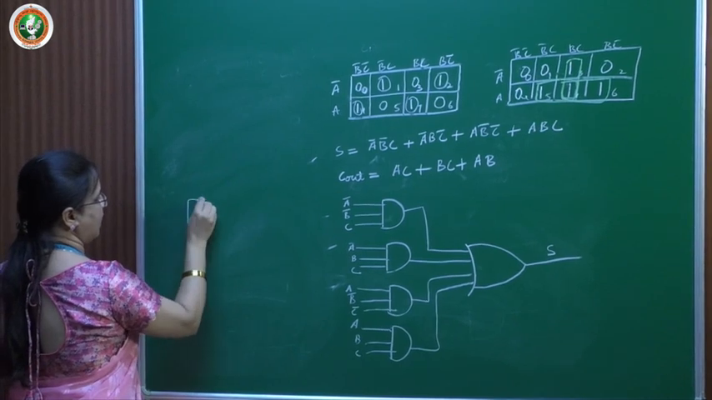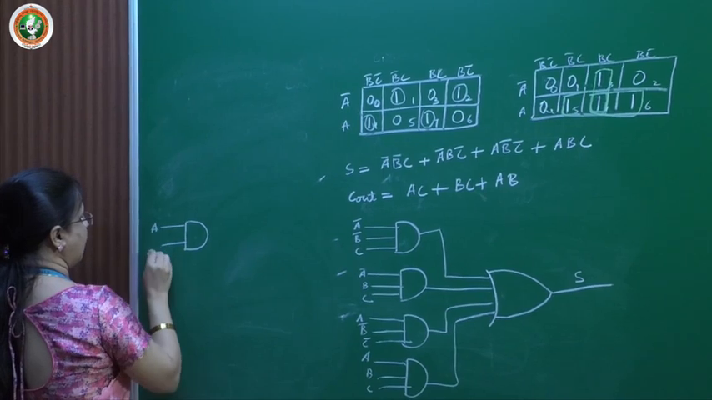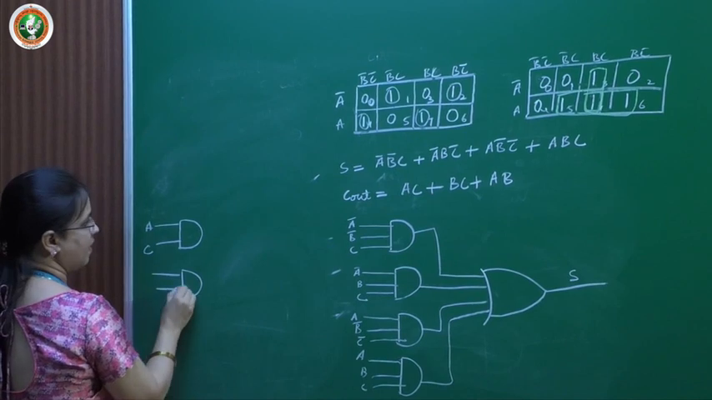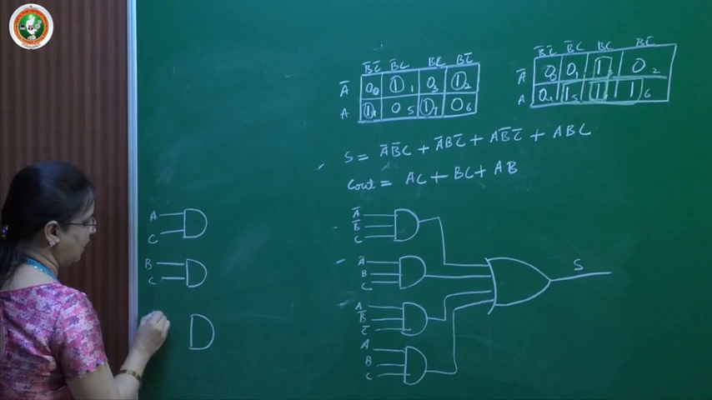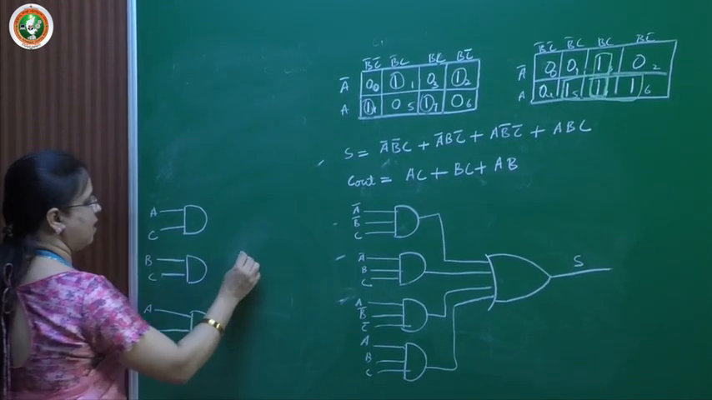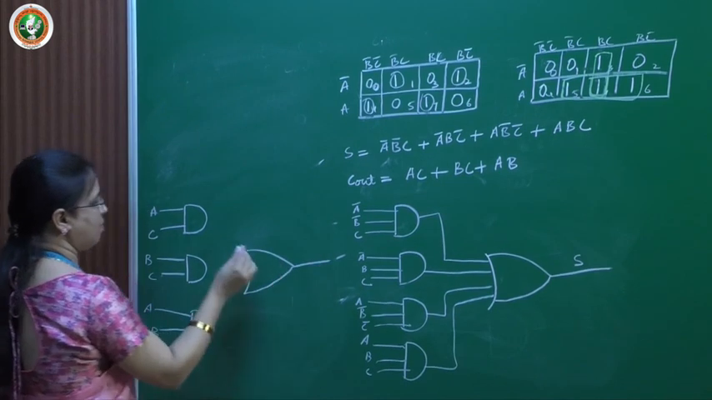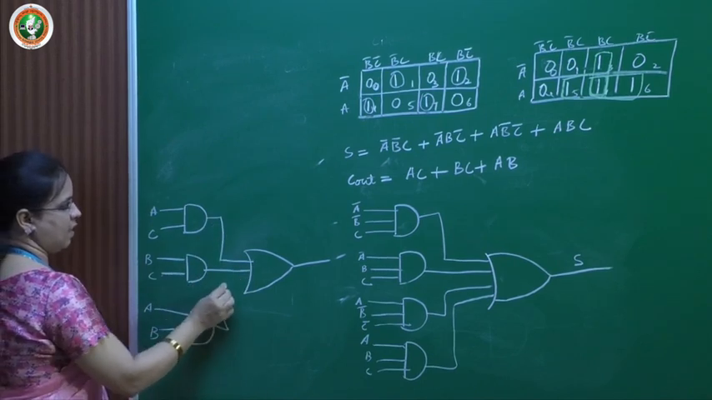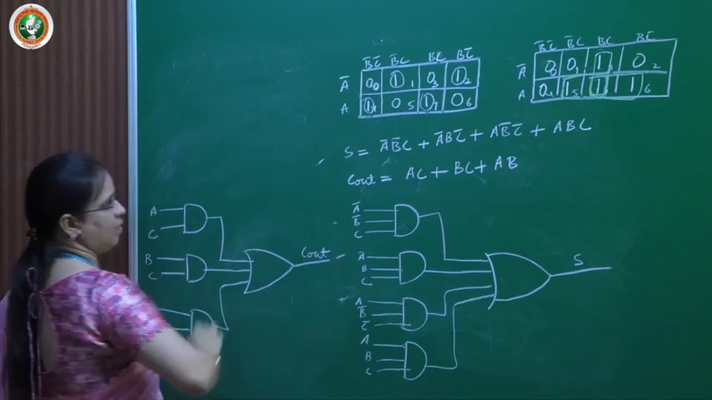It is having three AND gates. So the first AND gate is taking the values A and C. The second AND gate is taking B and C. And your third AND gate is taking the values A and B. And again, even this represents the sum of products form. I'm taking a three input OR gate, and this will represent the carry.